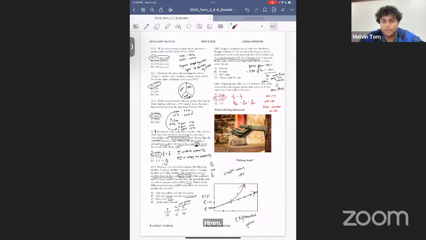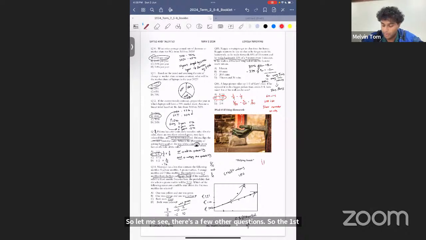So let me see. There's a few other questions. So the first one is, how much is 33%? 33% is approximately 1/3. So that's why 1/3 of 9 is equal to 3.